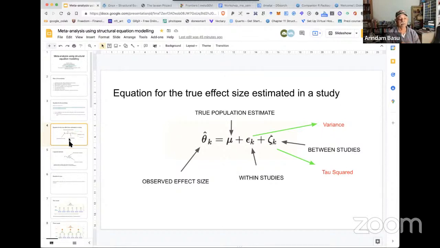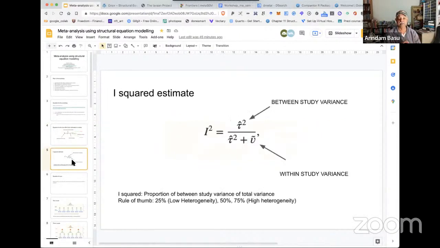Here is a metric that we commonly use, and that is the proportion of the total study variance, which consists of tau squared, the between-study variance, and the within-study variance, V, and what proportion of that is constituted by the between-study variance. And that gives us a measure of how scattered our studies are, the estimation of heterogeneity, commonly expressed in the form of I squared.